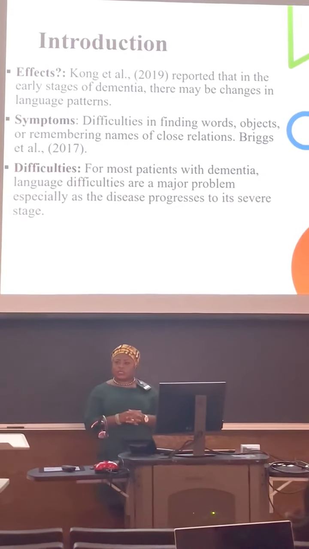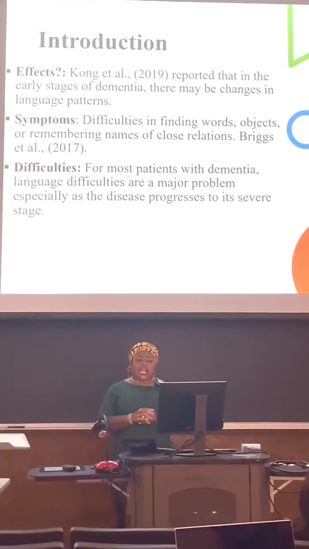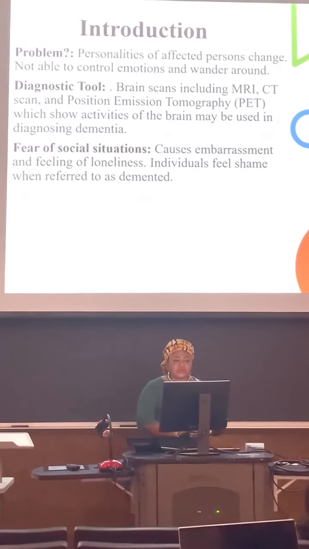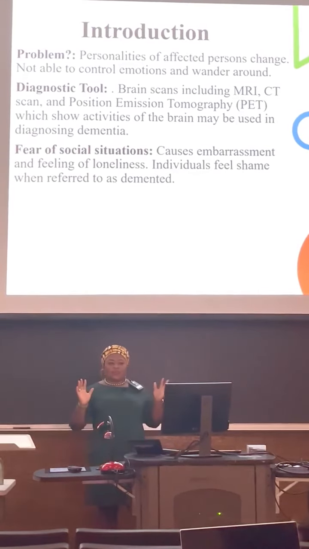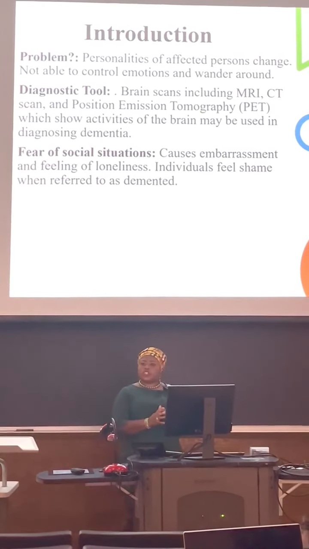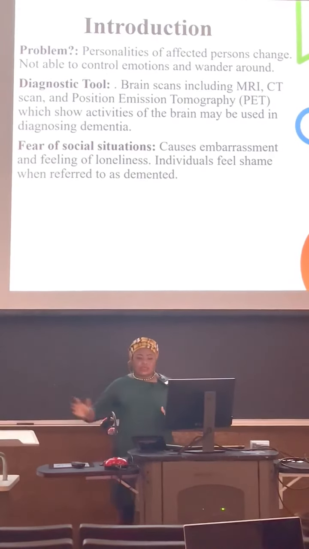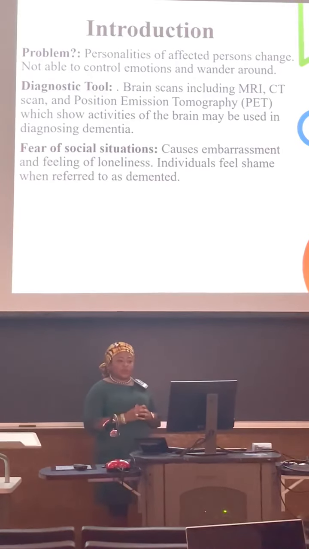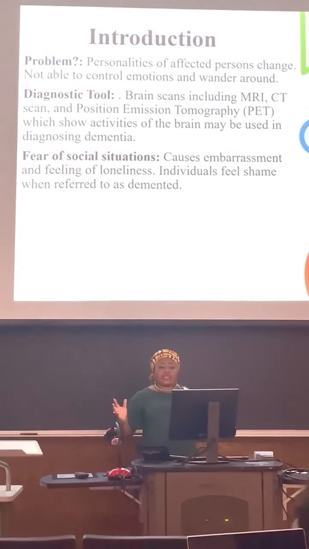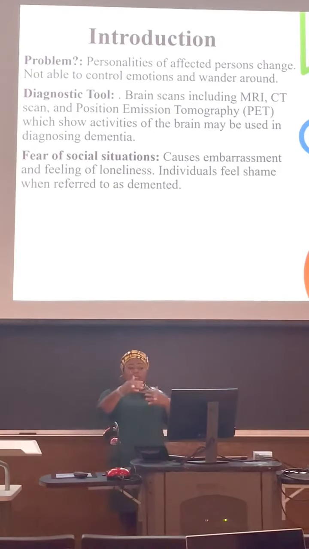What are some of the difficulties? For most patients with dementia, language difficulties are a major problem, especially as the disease progresses to the severe stage. We have the onset, the middle stage, and the severe stage. So what is the problem? Personalities of affected persons change. They are not able to control their emotions. And if you have a family member affected with dementia, you know that they wander about. They get lost in the community. Diagnosis uses brain scans, including MRI, CT scan, and positron emission tomography, the PET scan, which show activities of the brain and can be used in diagnosing dementia.